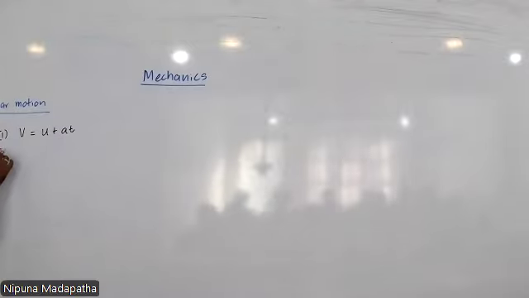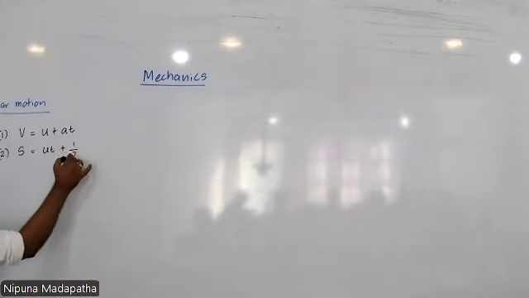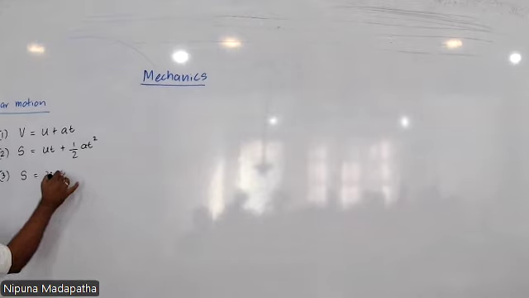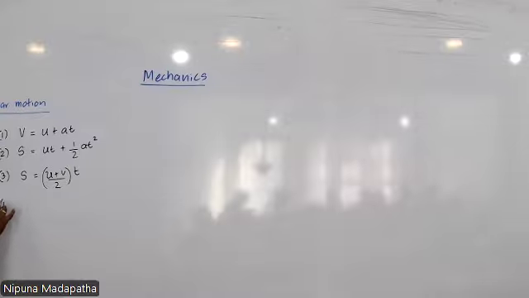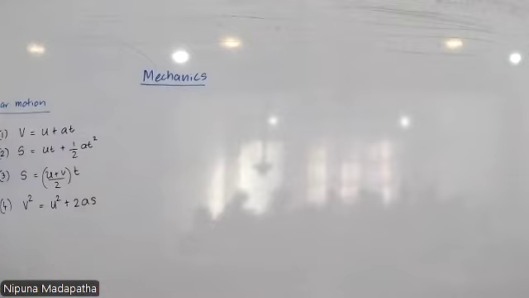The second one, S equals UT plus half AT squared. Third equation, S equals (U plus V) divided by 2 times T. Finally, the time independent equation, V squared equals U squared plus 2AS. So, these are the kinematic equations we used to solve problems in linear motion.